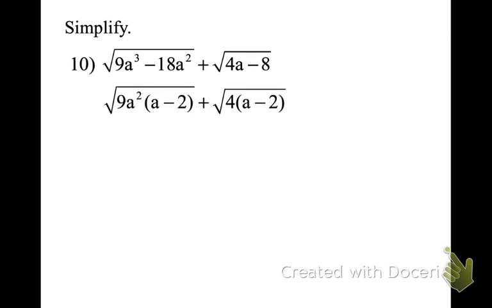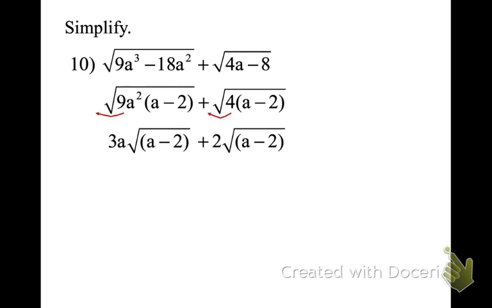Okay, we're going to break it down to 9a squared times a minus 2. I'm going to break this down to 4, and then I'm left with an a minus 2. We can pull out a 3a out of the first one, and a 2 out of the second one. 3a, and I'm left with rad a minus 2. I can pull out a 2. And so we have to now combine our like terms as best we can. 3a and 2 don't mix, so we're just going to list it as the quantity of 3a plus 2 times rad a minus 2.